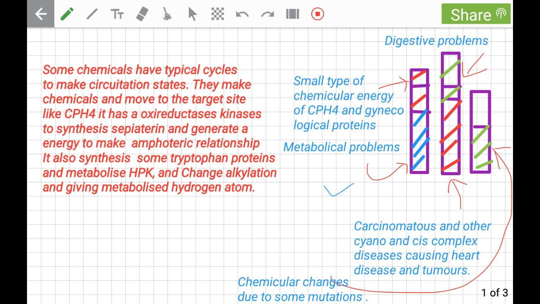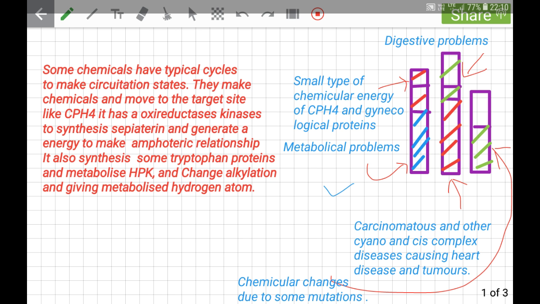So the perfect chemical changes should be there because of the fungal cells destruction in our body. The disruption is also there in our body, due to which all states of matter in our body change. So the next thing is carcinomatous and other cyano and cis complex diseases causing heart diseases and tumors. The main thing is the carcinomatous and other cyano things.